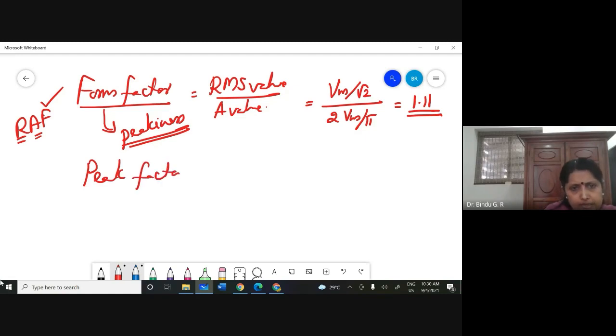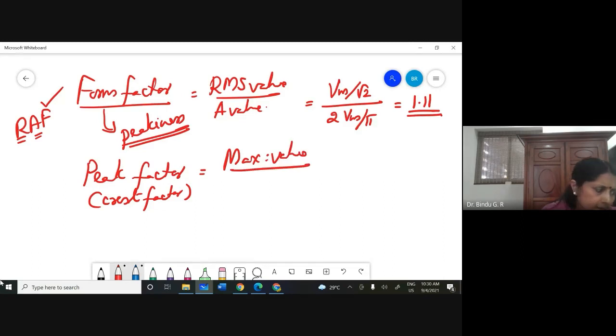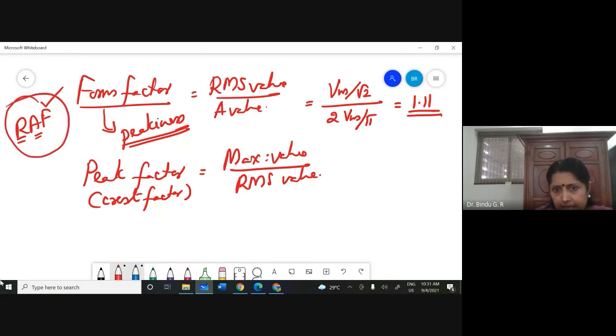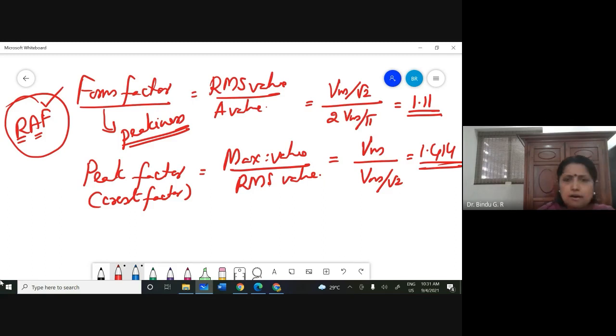The last thing that you'll be dealing with today is peak factor, which is the same as crest factor. It is equal to the maximum value or the peak value, divided by the RMS value. Here you should note that the RMS value comes in the denominator. That is why I said RAF, remember that. In the other case, RMS comes in the numerator. Here, for a sine wave, it is Vm or Im, as the case may be, divided by Vm by root 2, which is equal to 1.414. This is true for any sine wave. So this is what we will stop with today.